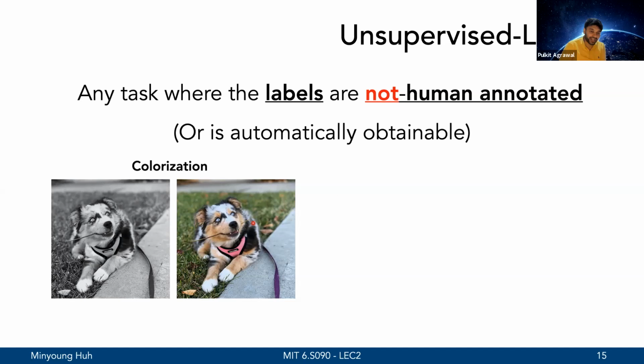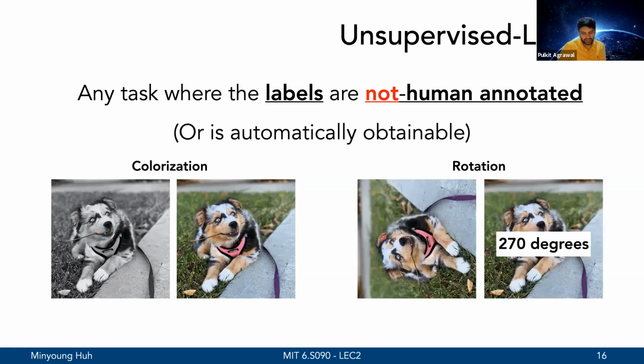Now, why should this be a good task? There are some things which are true of the world. For example, we know that grass is green, and we know that dogs have a certain color on them, and we know how the eyes look, and the nose is typically going to be black. So in order to color the image, there's a lot of semantic information I need to figure out. Therefore, the features that we might end up learning by performing this colorization task could be semantically meaningful.